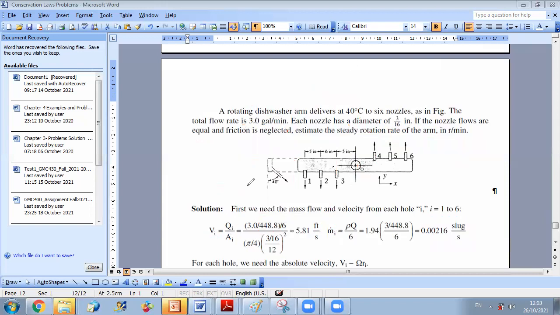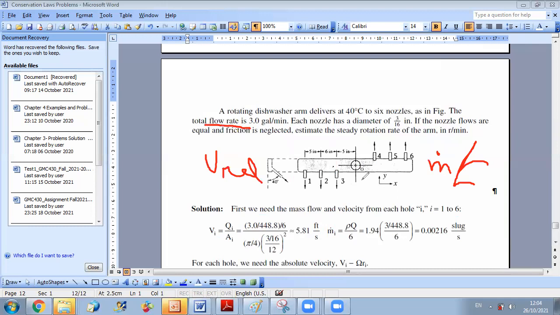Please pay attention: when they give you a flow rate and you calculate V, the V that you calculate is the relative velocity between the system and the nozzle, because when we talk about m dot, we consider the relative velocity between the control surface and the system. This matters because your control volume is moving, and this is the case here, since you have rotation.